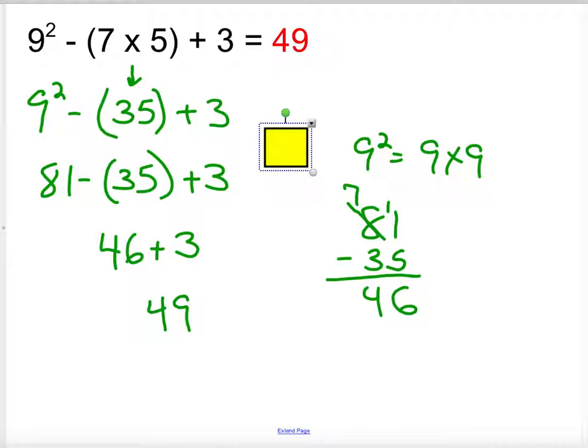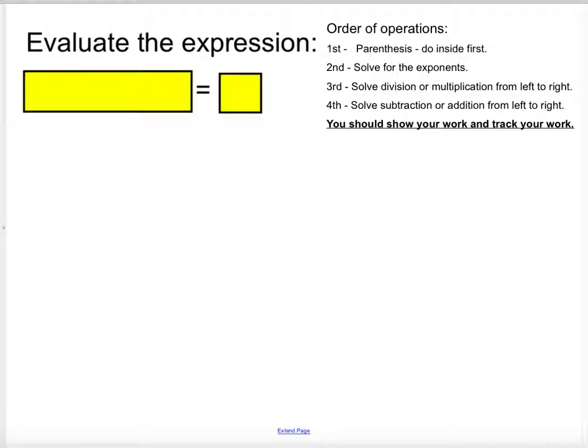Okay, one more problem. Let's see how you do. Uh-oh. This time they're saying evaluate the expression. And I've put the order of operations back up on the video for you to follow. And I'm going to do something different this time. I'm going to tell you what the answer is. It's 15.